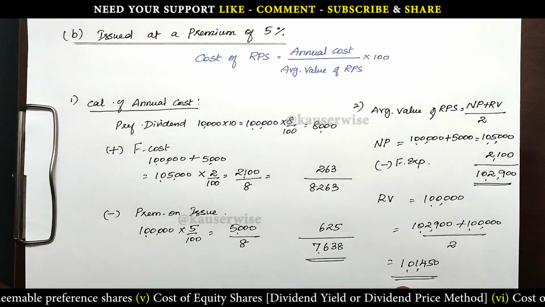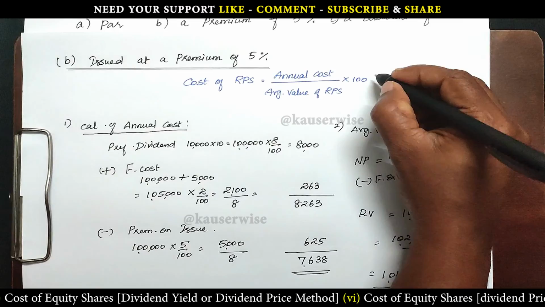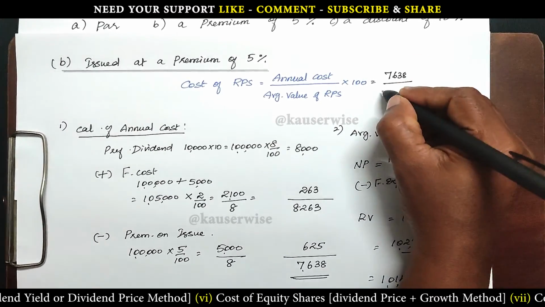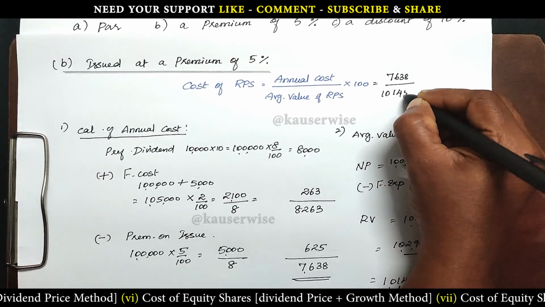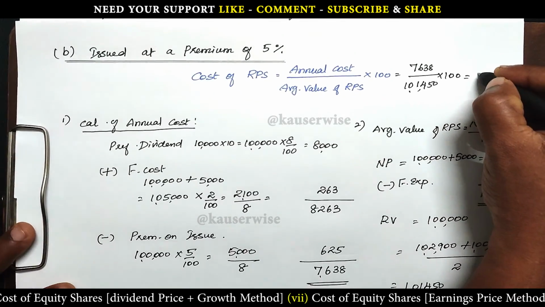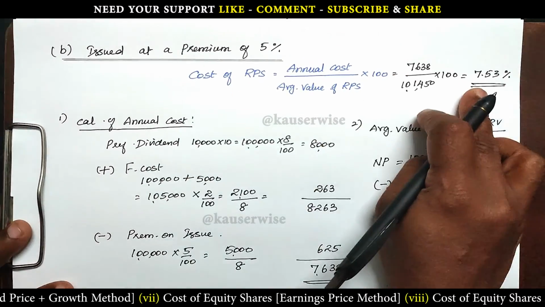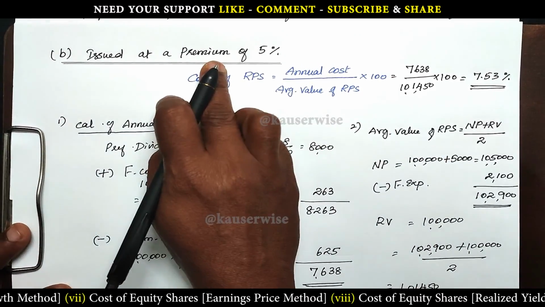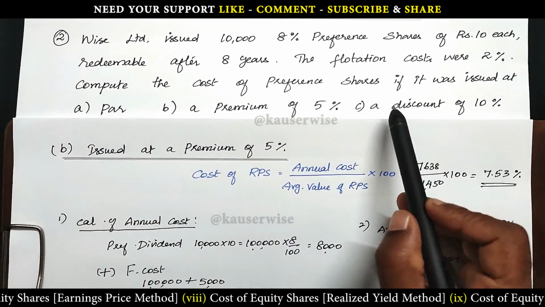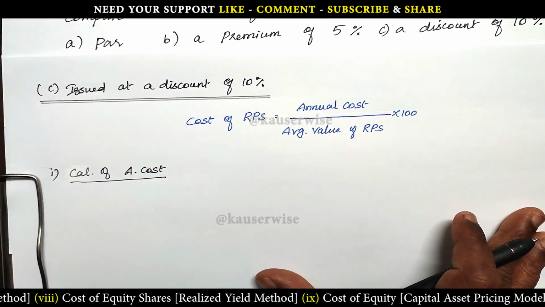This one is annual cost. Now you can substitute the value in the formula to find out the cost of RPS. 7,638 divided by 1,01,450 into 100. What is the answer? 7.53 percentage. So this is the cost of RPS if the shares are issued at a premium of 5%. Now we are going to see the last case, that is when shares are issued at a discount of 10%. See the third calculation.